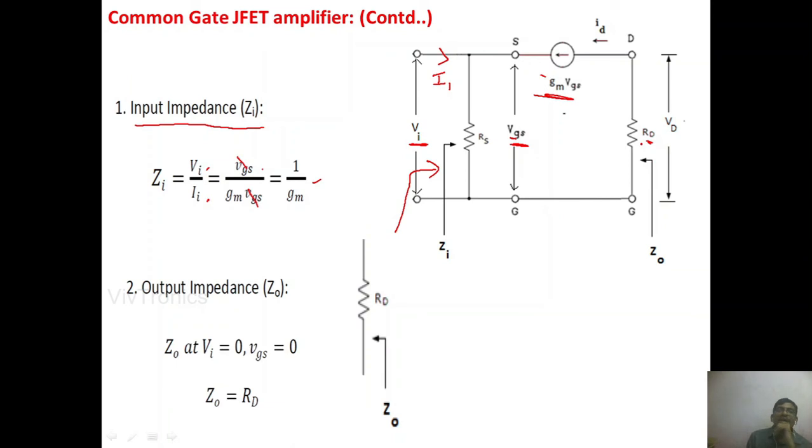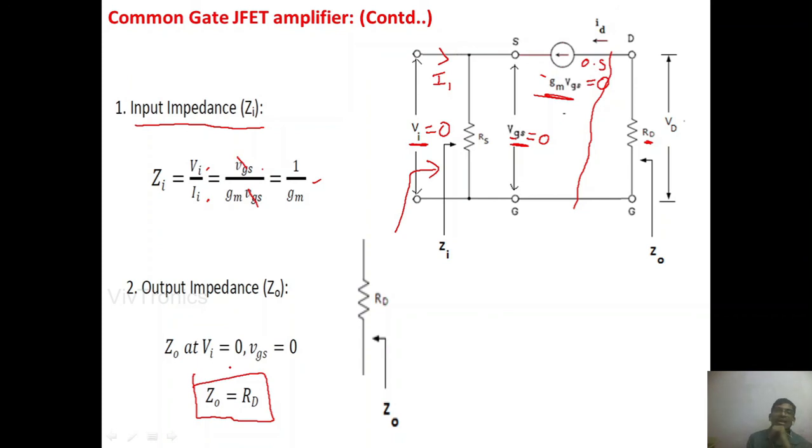Okay, so while calculating the output impedance we will make the input voltage equal to 0, which means that VGS is also equal to 0 and the GMVGS current source is also equal to 0. So this source has been open circuited, 0 in the sense that it was open circuited. So at the output side we have only resistance RD, so the output resistance is equal to RD only. Okay, so we have calculated the input impedance as well as the output impedance of the common gate JFET amplifier.